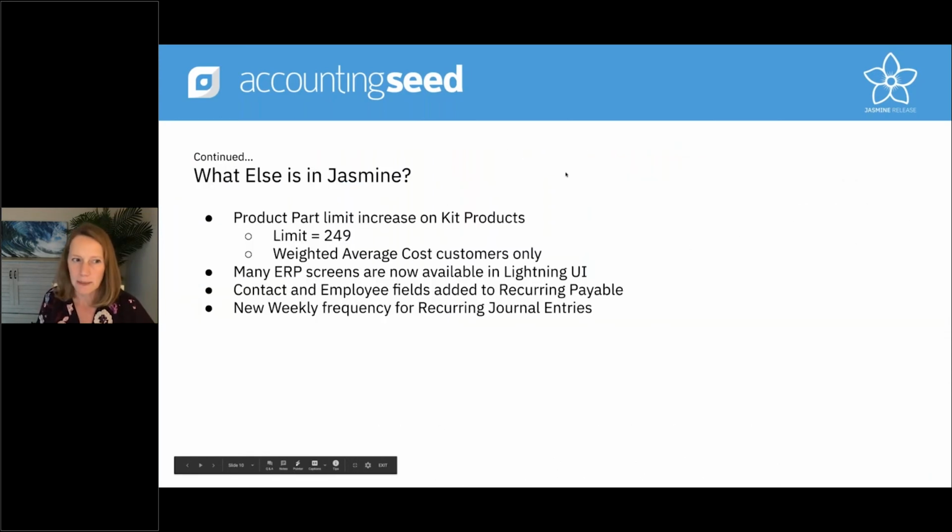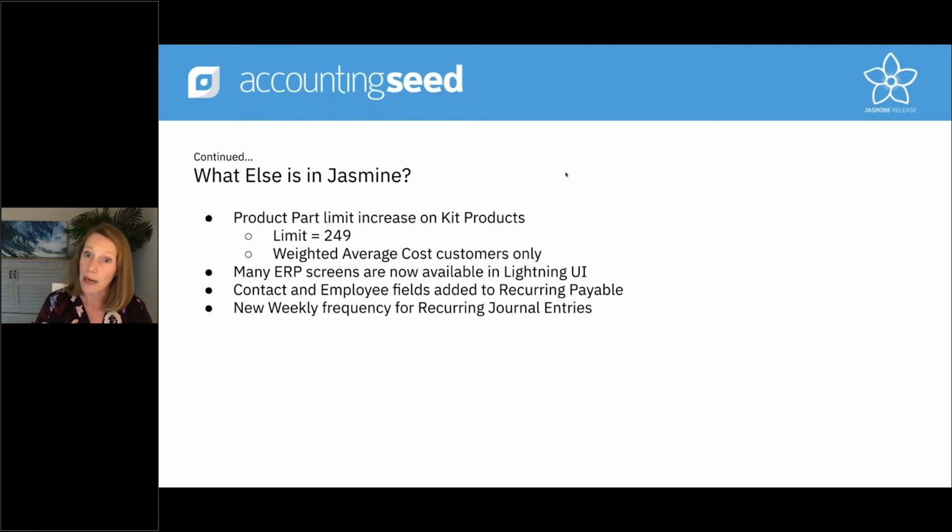So what else is in Jasmine? We have increased the product pot limit on the kitted products. I know for the customers who wanted that, they'll be excited. It's no longer 5, it's now 249. It is for our weighted average cost customers.